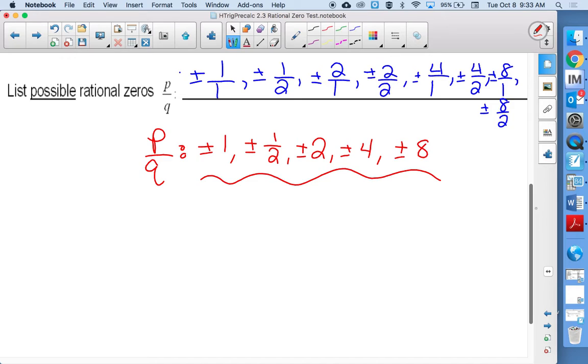So instead of me randomly just picking an x value and being like, all right, I'm going to try this x, I'm going to try this x, I at least have numbers to try to see which ones actually work. They work if I get a remainder of 0. And that's what synthetic division does. So synthetic division, anytime I use any of these numbers and I get a remainder of 0, that means I have a solution, I have an x-intercept, I have a factor.